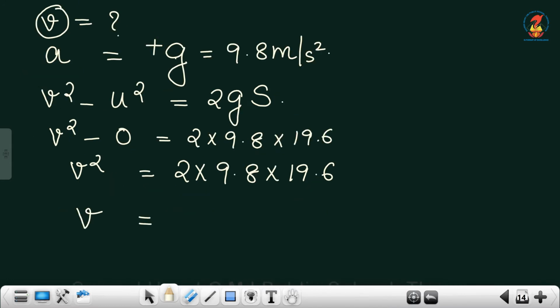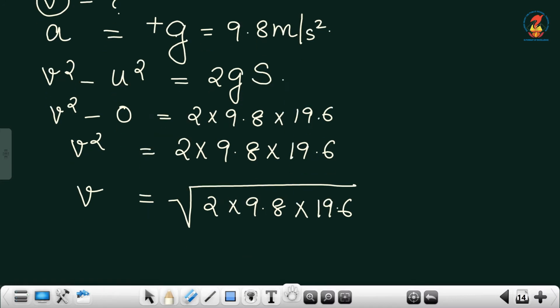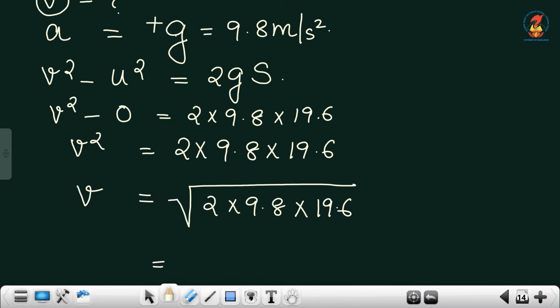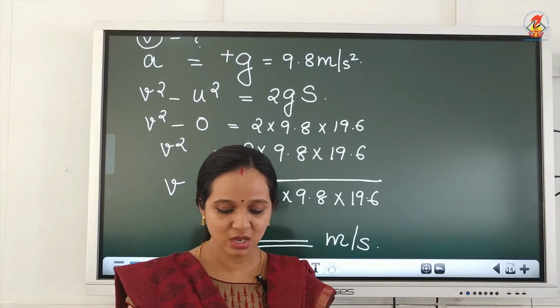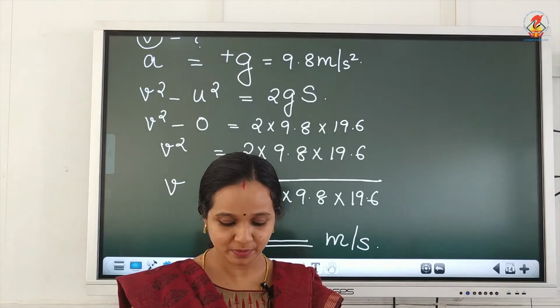So v will be equal to, to solve v, take the square root, that is 2 into 9.8 into 19.6. Take the square root and get the answer for v, and the unit of v will be in meter per second. On taking the square root, you will get the answer for final velocity v in the unit meter per second. Okay, simple and direct problem.